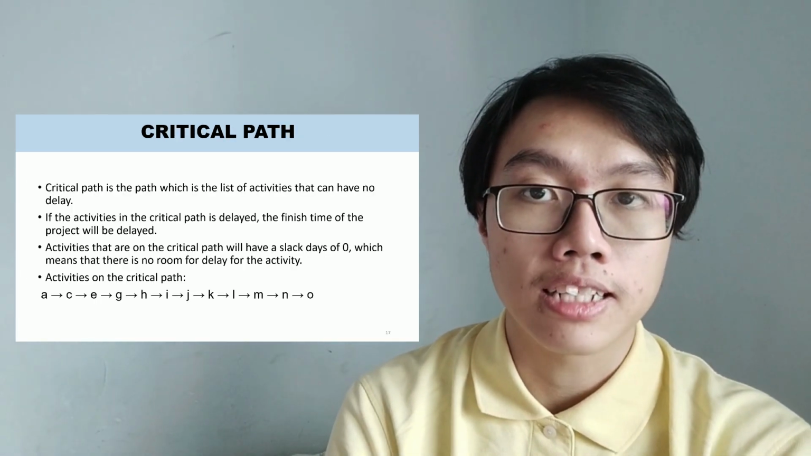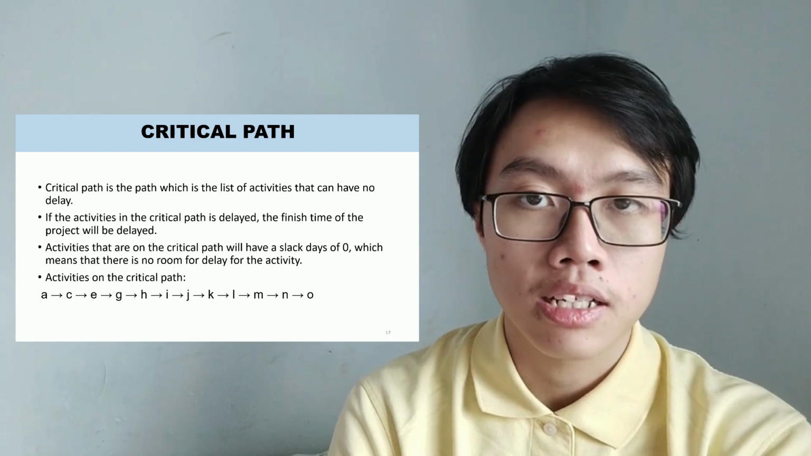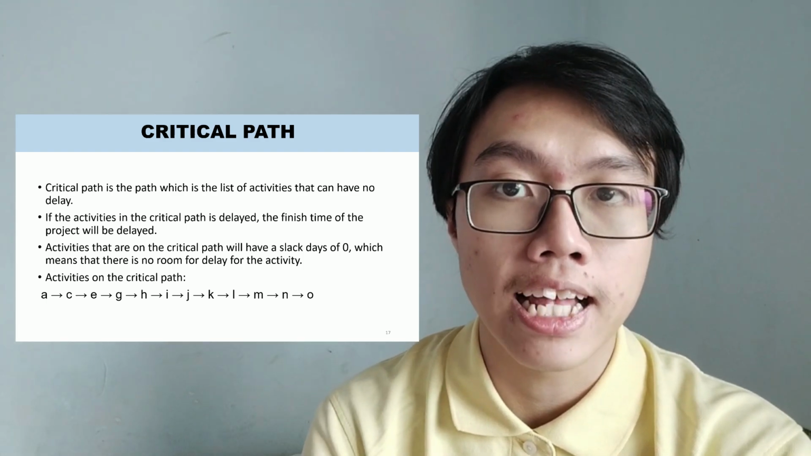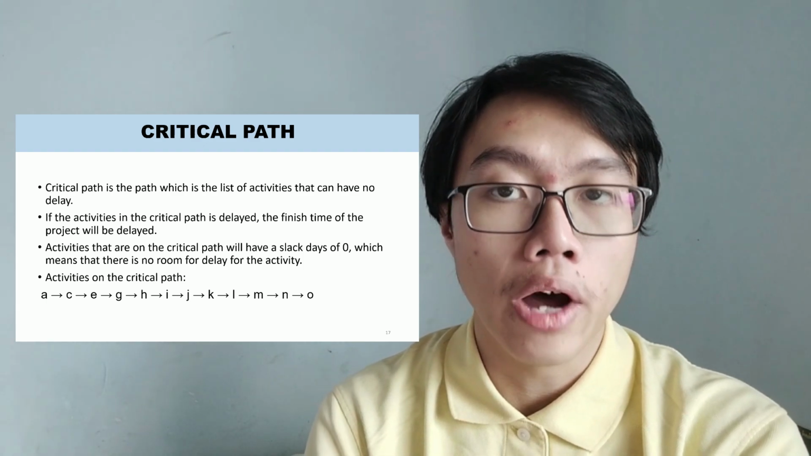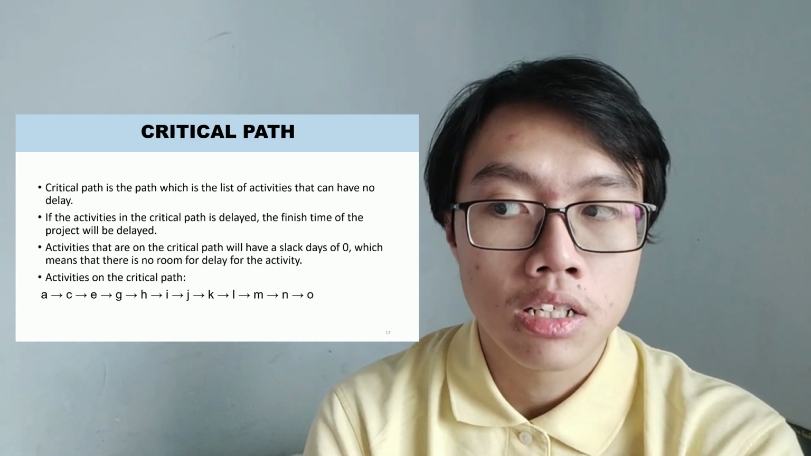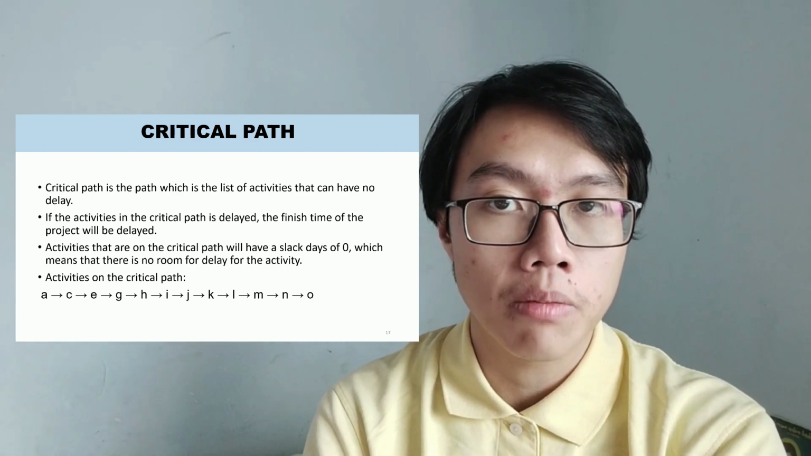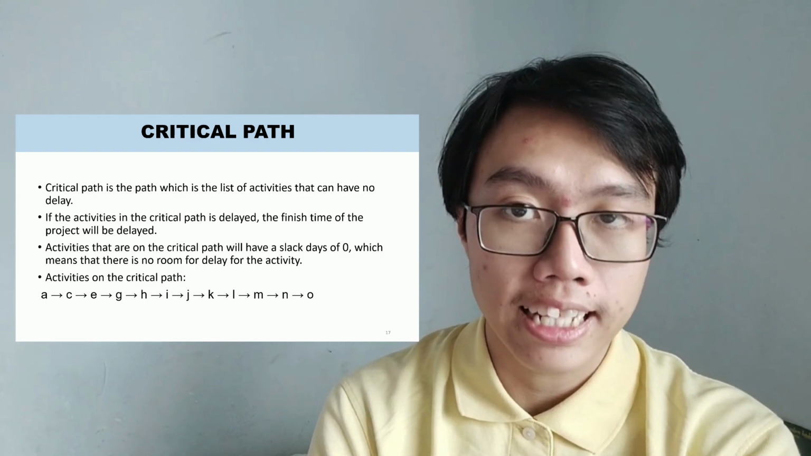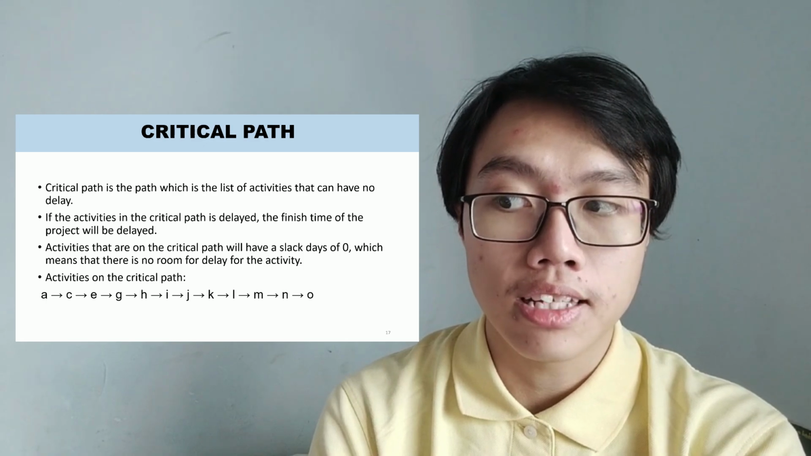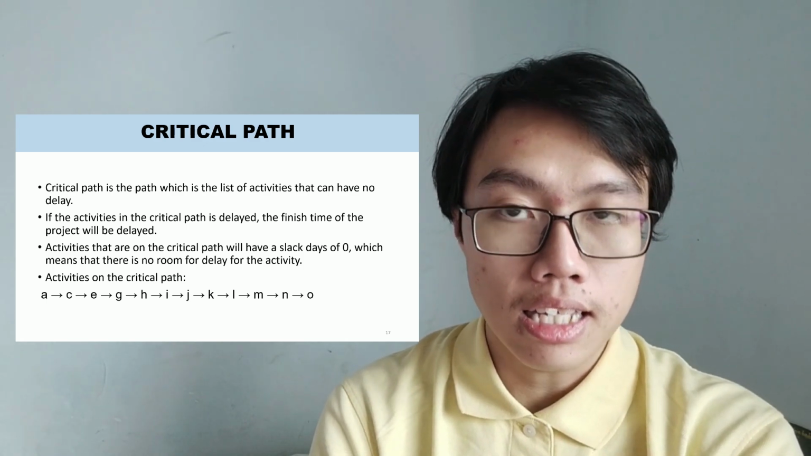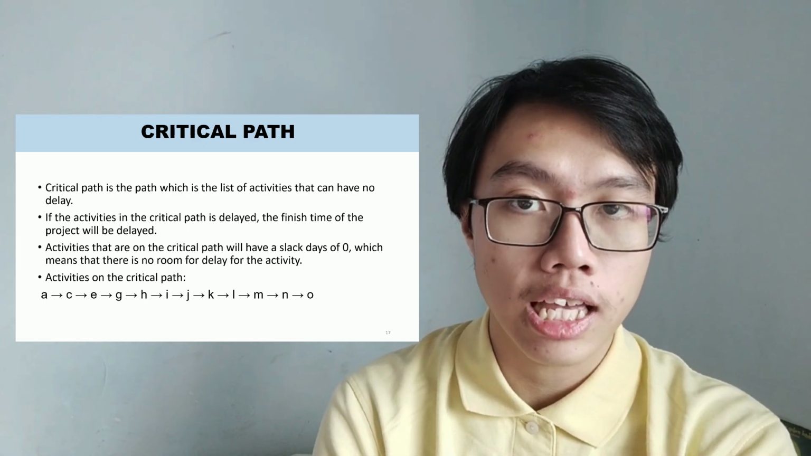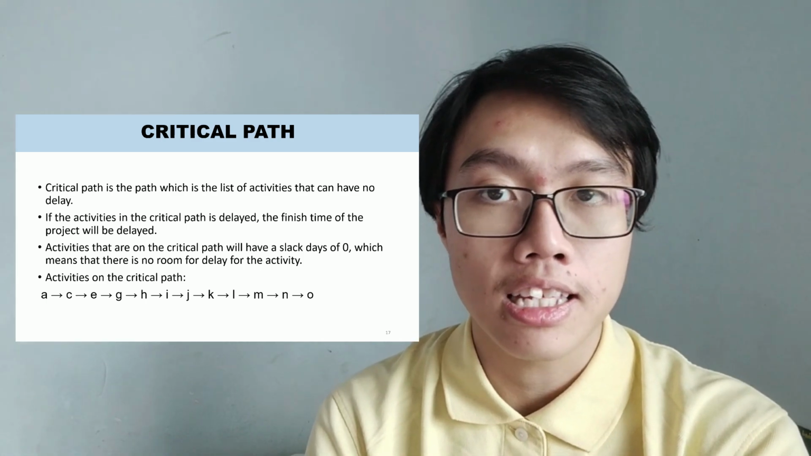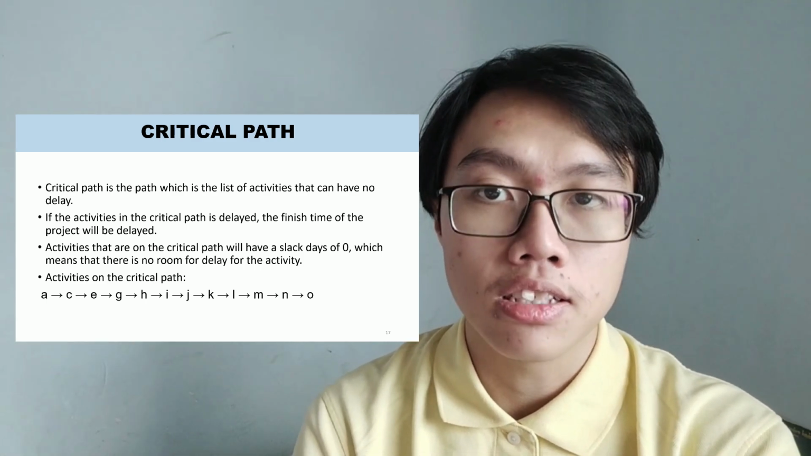So next, I'd like to discuss the critical path for the project. The critical path, as said before, is the list of activities that can have no delay, or else the entire project will be delayed. Activities in the critical path are activities that have 0 slack days. So activities A, C, E, G, H, I, J, K, L, M, N, O will be on the critical path because these activities, as mentioned above, have 0 slack days.